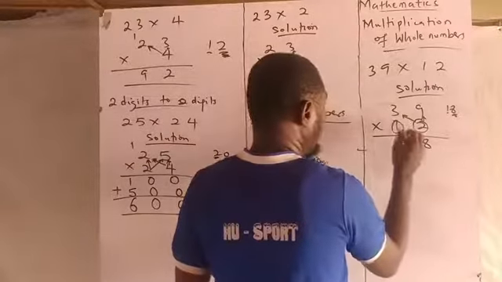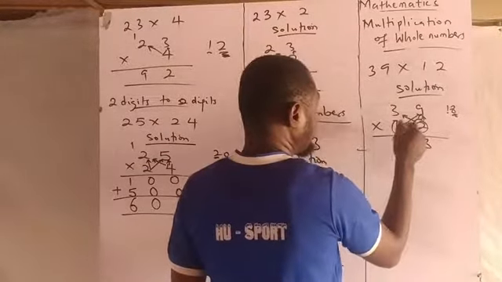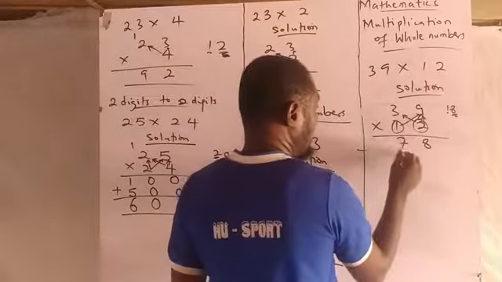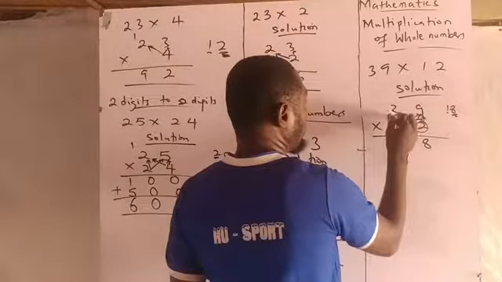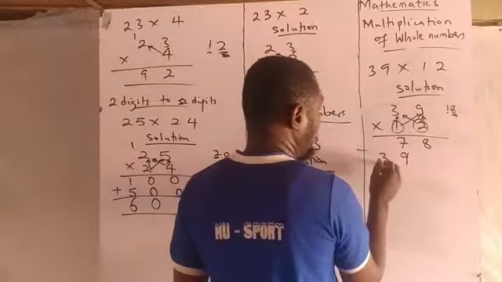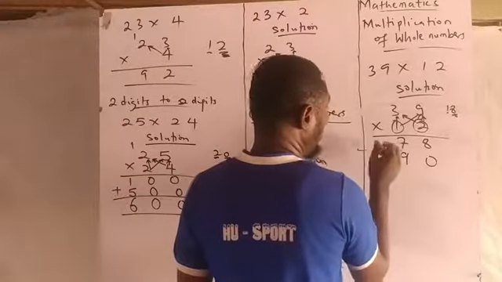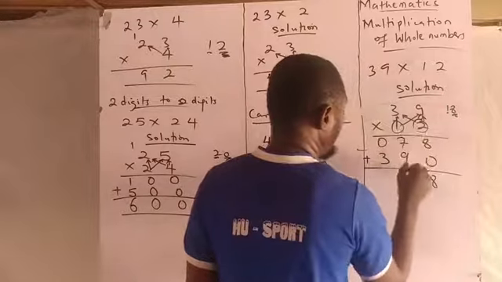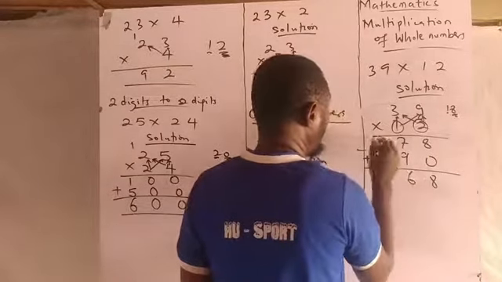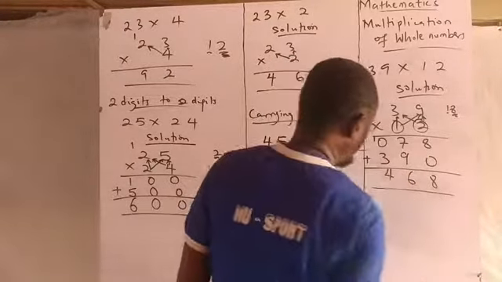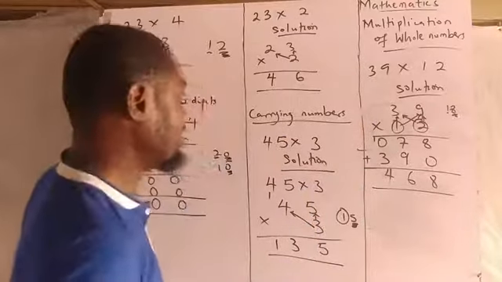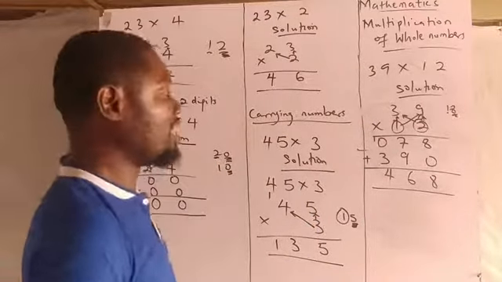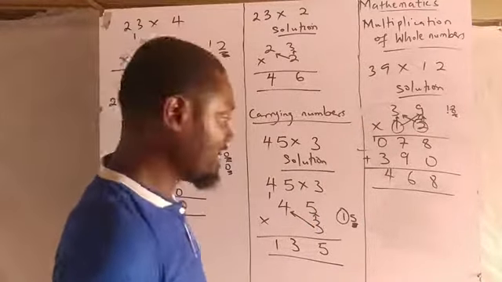Now let's use 1. 1 times 9 is 9. Put your answer directly under the 1. Then 1 times 3 is 3. Then write it over here. Close this gap with 0. Then add these 2 results. You have 8, 16, carry 1, 4. Your answer is 468.